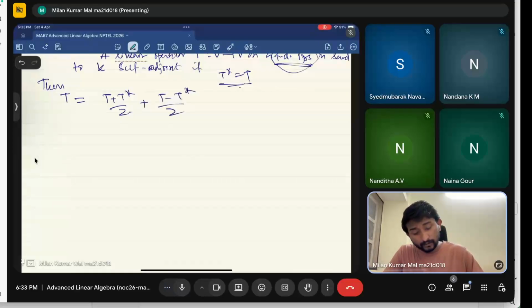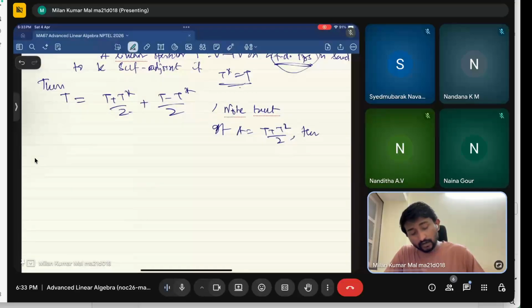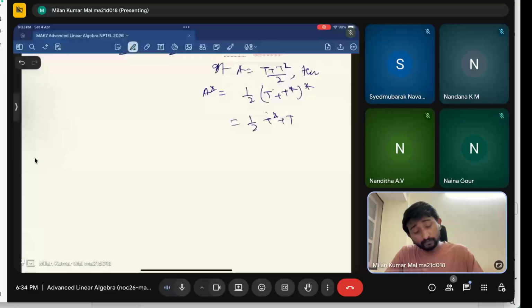But note that if A is equal to (T plus T star) by 2, then A star is equal to 1 by 2 (T plus T star) whole star, and that is equal to 1 by 2 (T star plus T), which is equal to A. So A is self-adjoint.